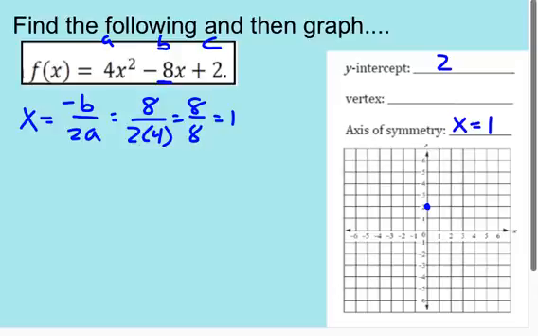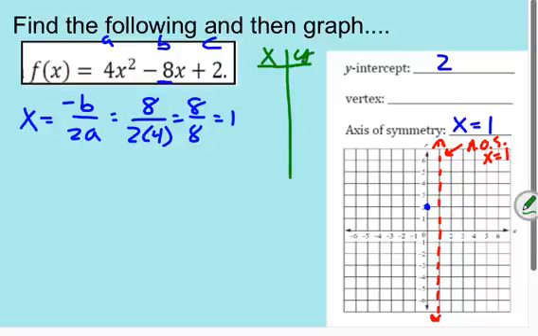I'll graph it in red this time. So count over on the x-axis 1, and then just draw a vertical line right through that. AOS, axis of symmetry, is x equals 1. So all our points, we're going to flip over that. I want you to make a table, get used to making a table. That's going to help you out when you want to find solutions and such. We're not going to do that till tomorrow, but first thing I got to do is find my vertex.